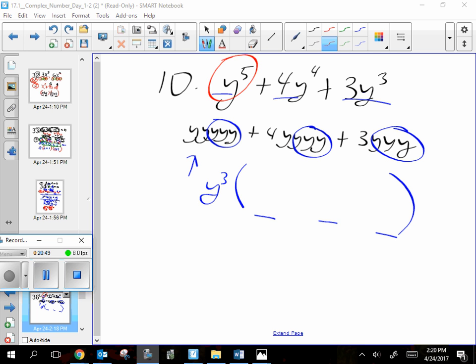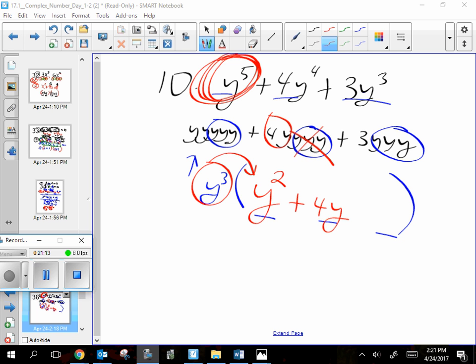All right. So once I take this y to the fifth and I take a y to the third out of it, I have to go y to the something left. What do you think it is? Y to the second. Yep. Because if I multiply this times this, I get that. All right. Then what do I put here? Once I take this out, it's really easy to see what I have left. It's right there. 4y. And then last, once I take this out, it's really easy to see what I have left. 3. How many of you had that? Y squared plus 4y plus 3.